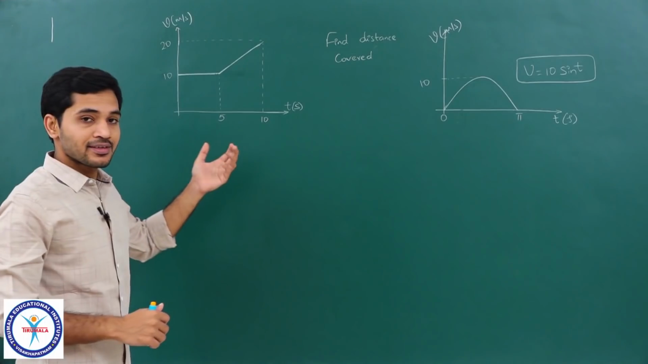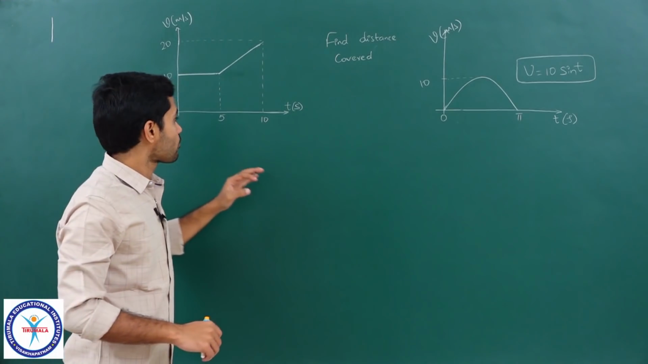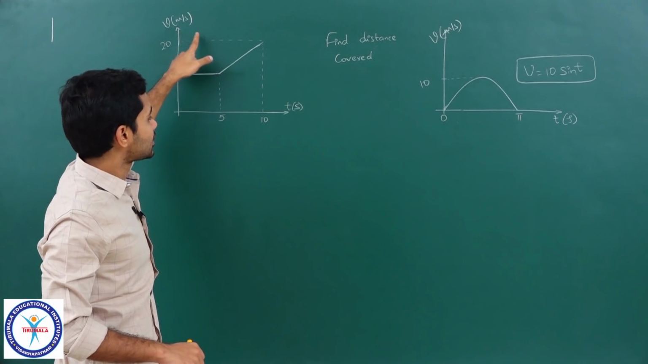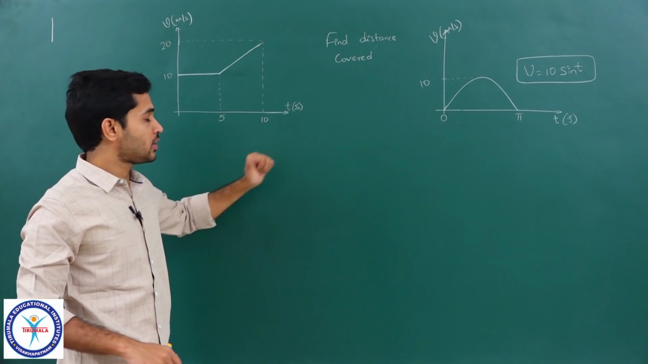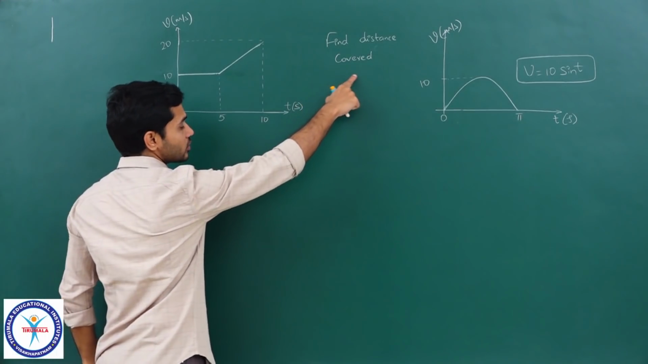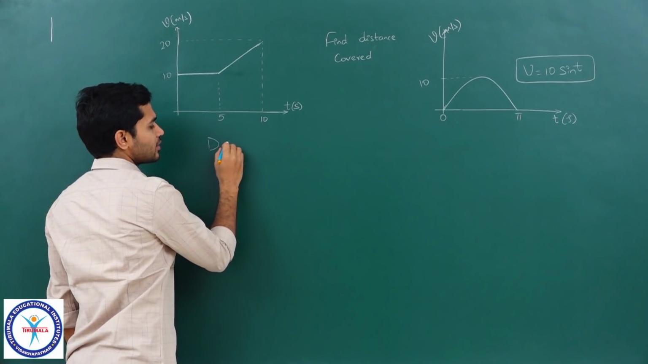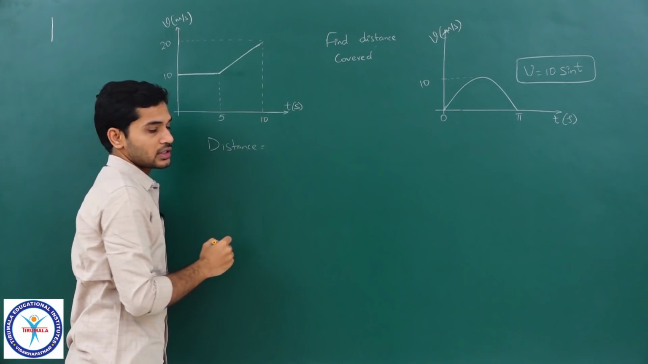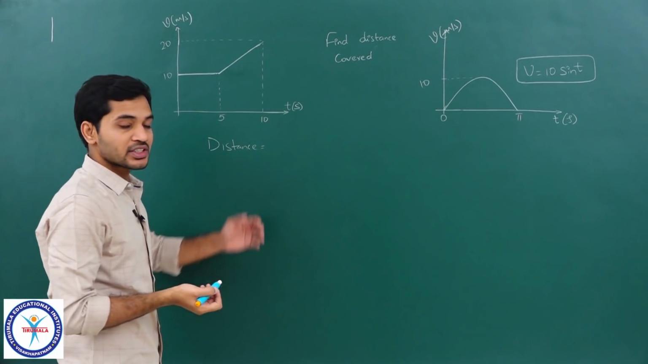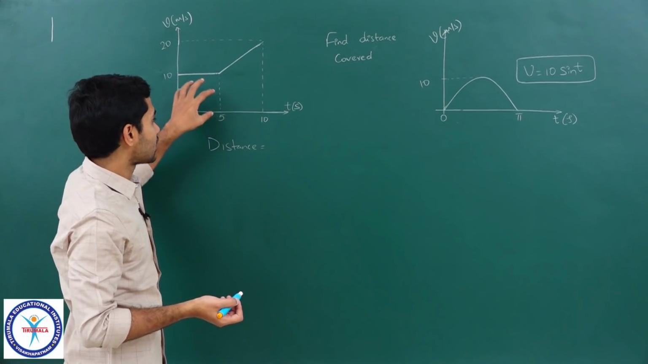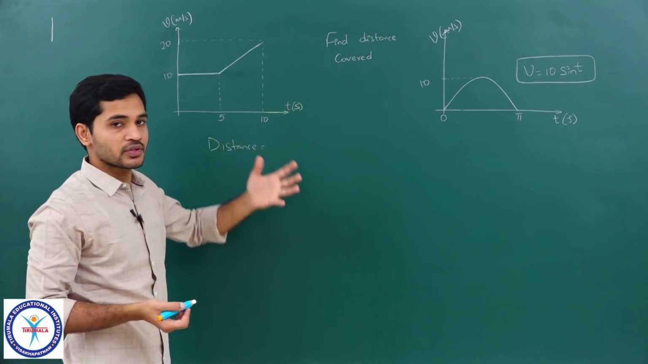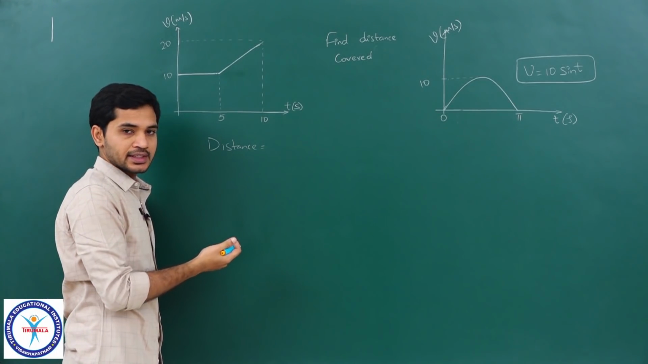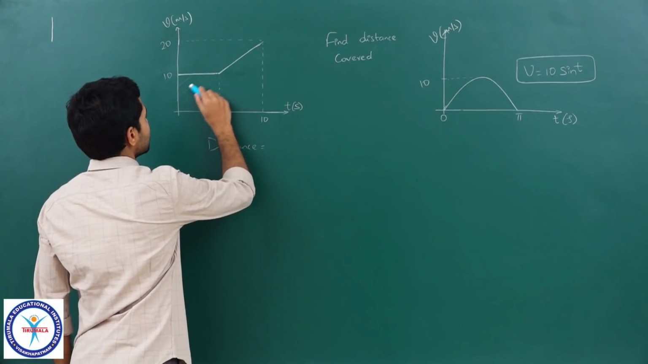Here they have given us the speed versus time graph. On the y axis we have speed in meter per second, and on the x axis time in seconds. They are asking us to find the distance covered. In this scenario, the distance covered can be easily calculated by looking at the area under the curve. We can find this area even without integration, so I am not going to integrate the expression, I am just going to find the area under the curve.